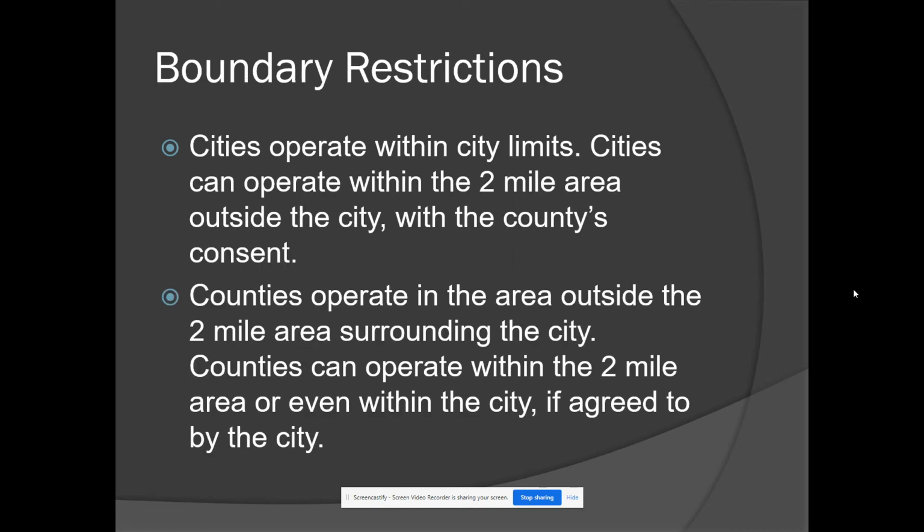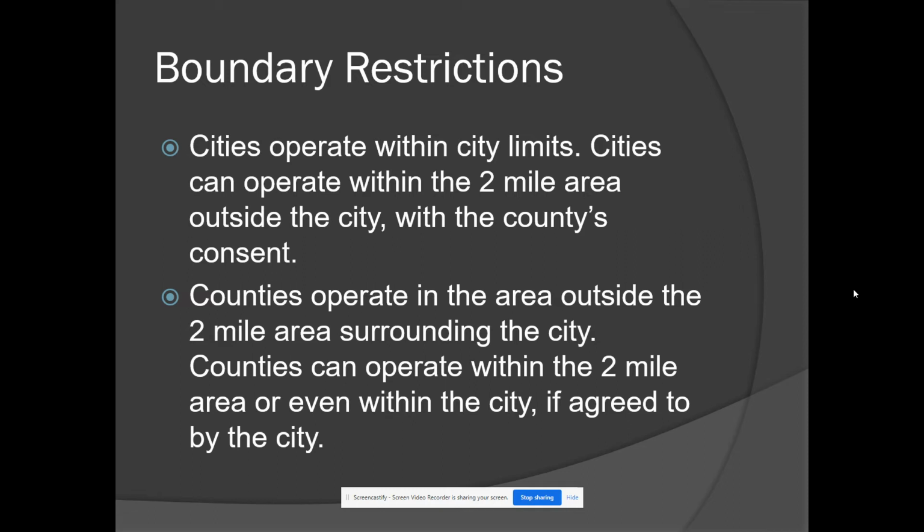There are some boundary restrictions. Cities operate within city limits, of course. They can also operate within the 2-mile area that's outside the city if the county consents to that process. Counties would operate in the area outside the 2-mile area that surrounds the city.